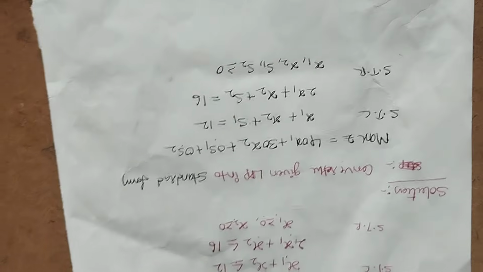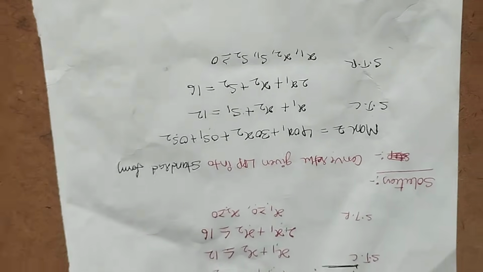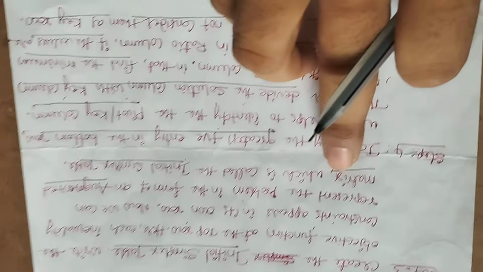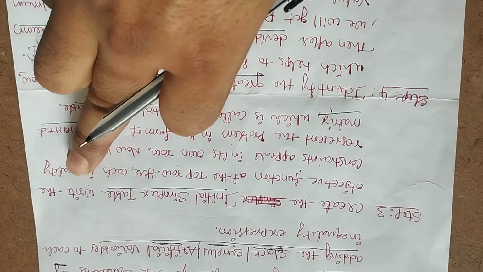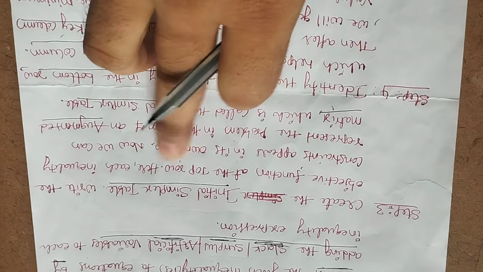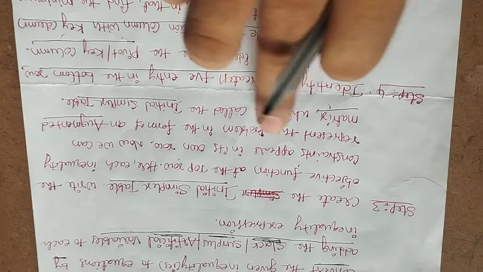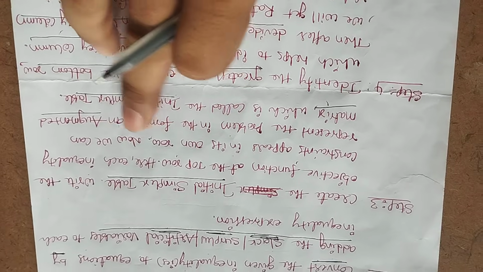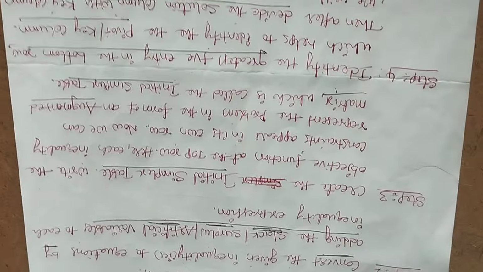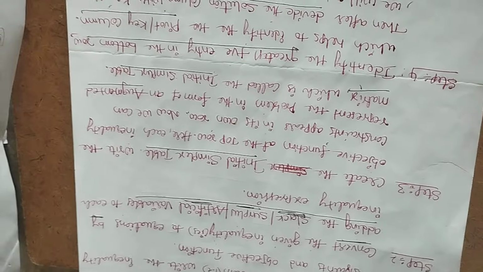Then we need to go for step 3. What is step 3 here? Step 3 is create the initial simplex table and write the objective function at the top row, and the inequality constraints appear in their own rows. Let us formulate the initial simplex table. I am just writing the initial simplex table.